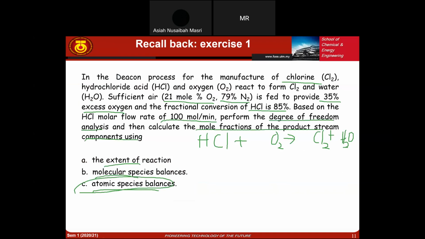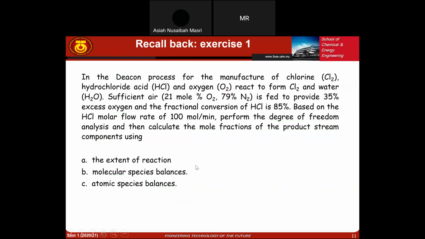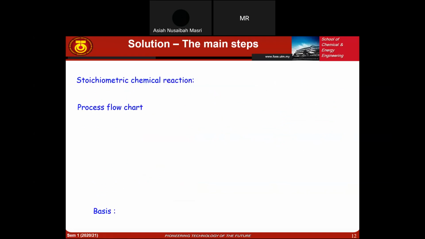So here we have this chemical equation. What we need to do is first we need to balance the equation. Here we have HCl plus oxygen to get chloride and also water. So when we balance it, we have here 2, here is 0.5, 0.5 here. Okay, and then Cl2 plus H2O. Okay, let's solve it using the atomic balance. First is the stoichiometric chemical reaction. Just now we already solved it. We have 2HCl, we react with 0.5 oxygen to get Cl2 plus H2O.